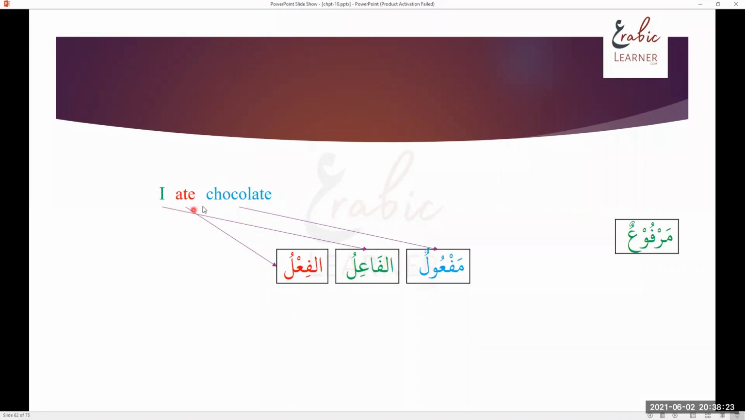Now, fa'il is marfu', remember that, and maf'ul is chocolate. Otherwise, I ate, this is fi'l and fa'il. But this is extra detail in the sentence. This extra detail is always maf'ul. Now, maf'ul is mansoob. So chocolate will be mansoob. Ate is fi'l. I will be in the status of rafa. It will be marfu'.